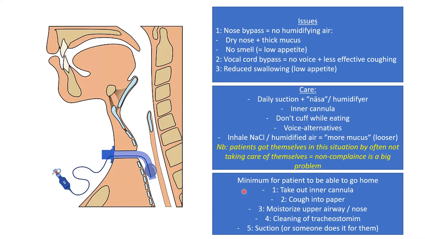One of the ENT nurses gave us a rule of thumb for what patients have to do before they can actually go home. If they don't live up to any of these, if they don't have any suction devices, then it's a reason for admission. So they need to be able to take out their inner cannula, cough into paper, moisturize their upper airway and nose, clean their tracheostomy, and use suction. The cleaning of the tracheostomy and the outer cannula is also done with suction, and there are other measures as well.